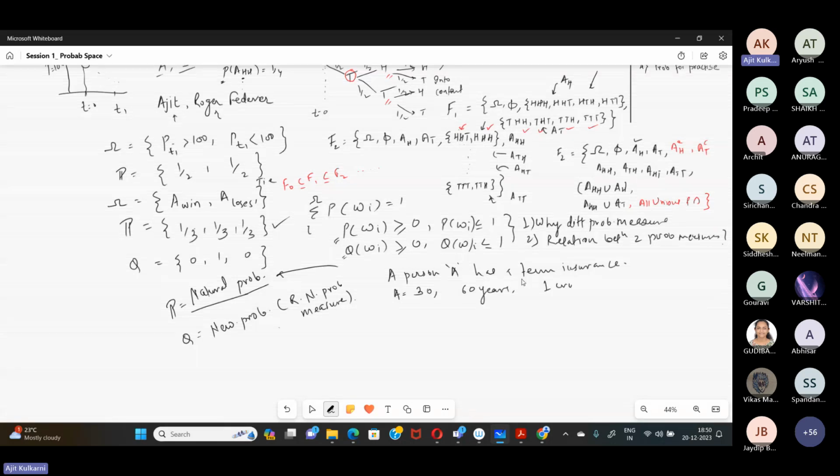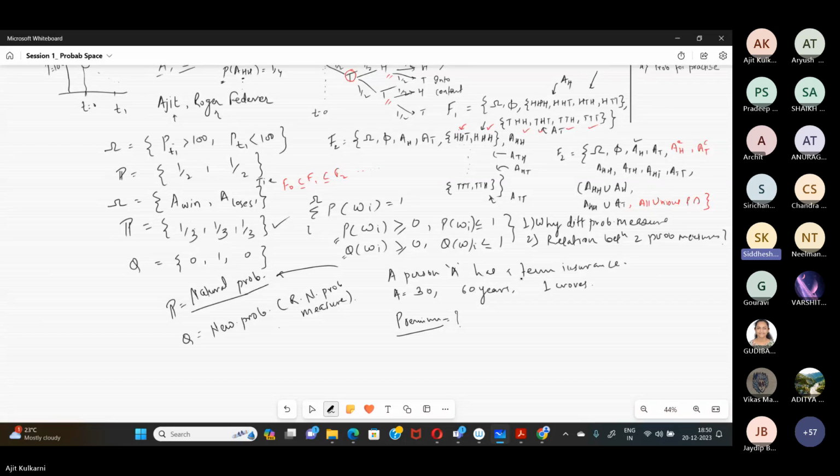Now, this guy is supposed to pay some premium, correct? So how is this premium calculated? Can someone take a guess? Sir, is it related to compound interest somehow? No, it's not related to that.